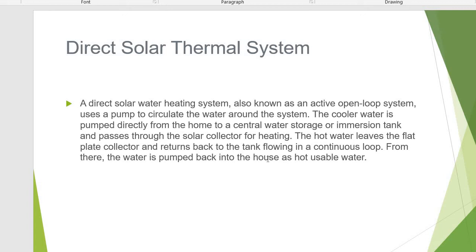Did you get that? The cooler water in one tank is pumped through the solar collector for heating. Then the hot water leaves the flat plate collector and returns to the tank, flowing in a continuous loop. From there, water is pumped back to the house.